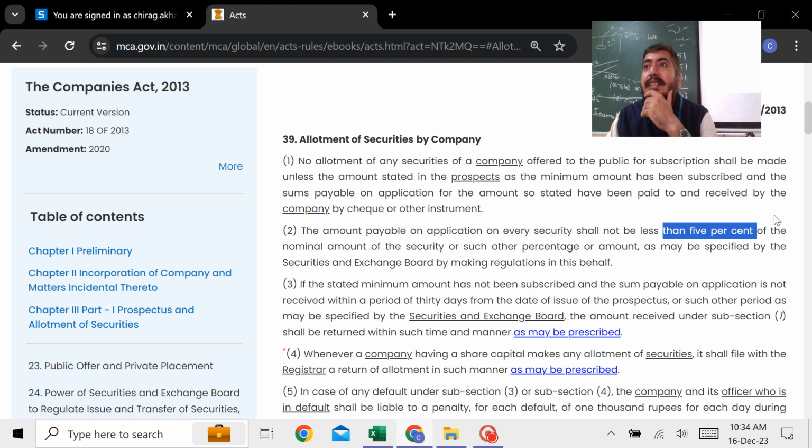According to the Companies Act 2013, all those companies which are going for public invitation, it is compulsory to get listed in the stock exchange.